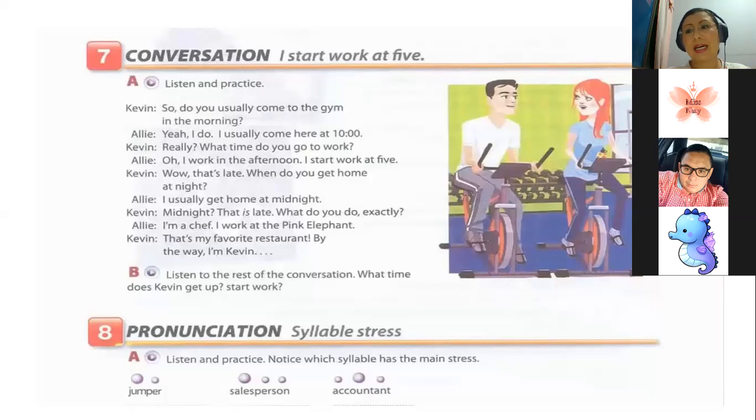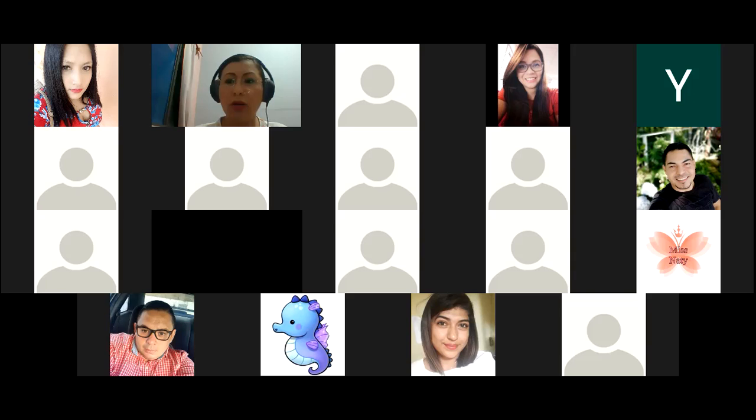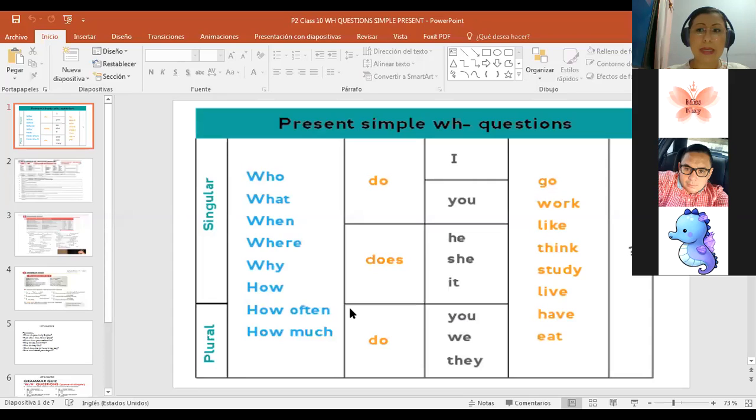So the idea of this lesson is that you can expand your vocabulary about occupations, but most important is that you, as you did, and I congratulate you because you did it in a very good way, can express what you do, what your profession is, and where you work. So I'm going to stop sharing this and close this part of the class about vocabulary for occupations. And then I'm going to continue with the WH questions because we need to advance a little bit.